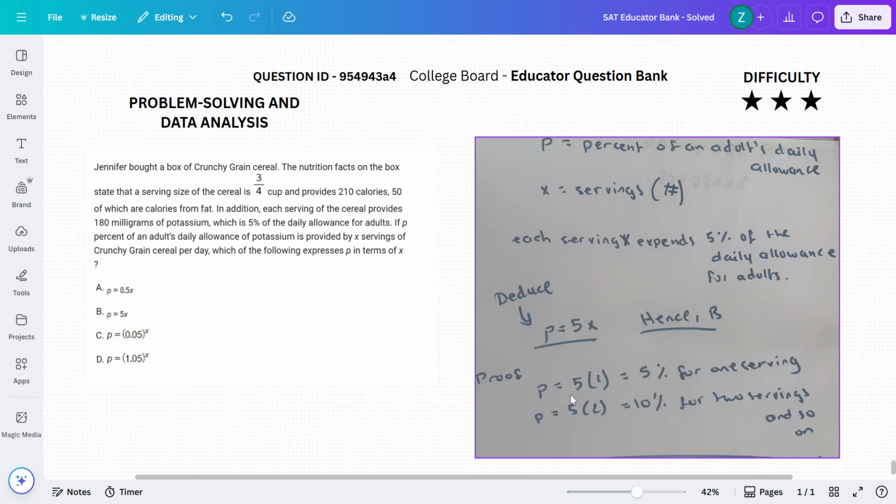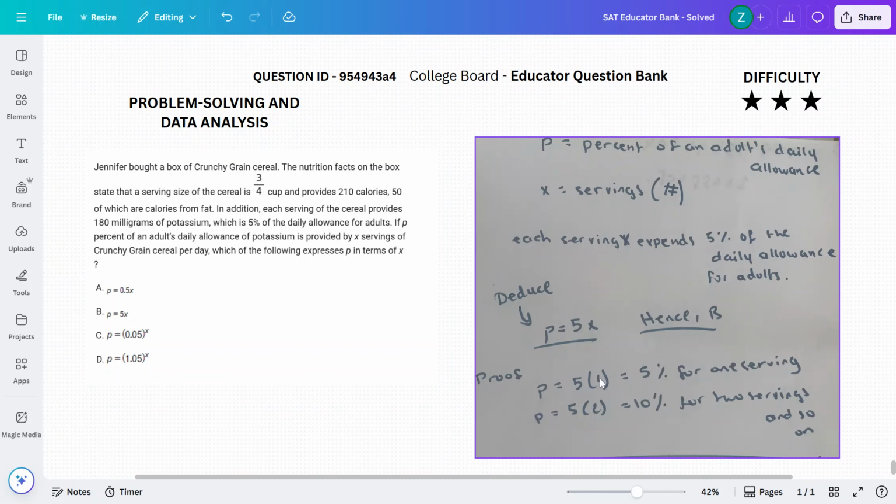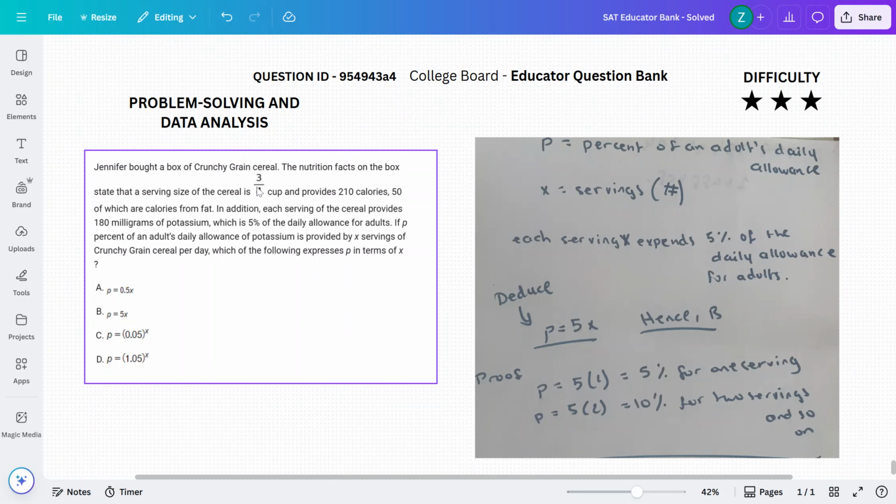Because if we want to go through a simple proof, if P is a percentage, P is 5%, 10%, 15%, and so on. Now, one serving contributes 5%, and then two servings contribute 10%, 5 times 2. Which coincides perfectly with the question because they say over here that each serving of the cereal provides 180 milligrams of potassium, which is kind of redundant, just trying to trick you, to confuse you, which is 5% of the daily allowance for adults.